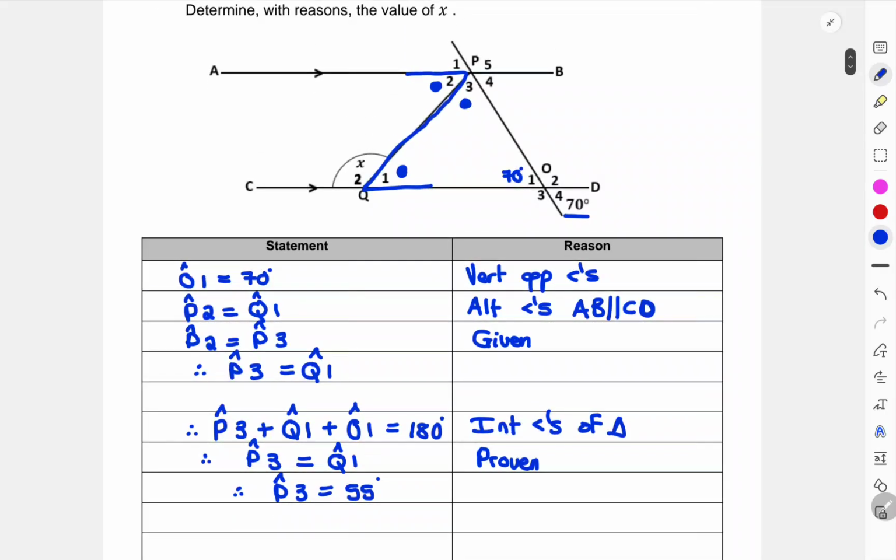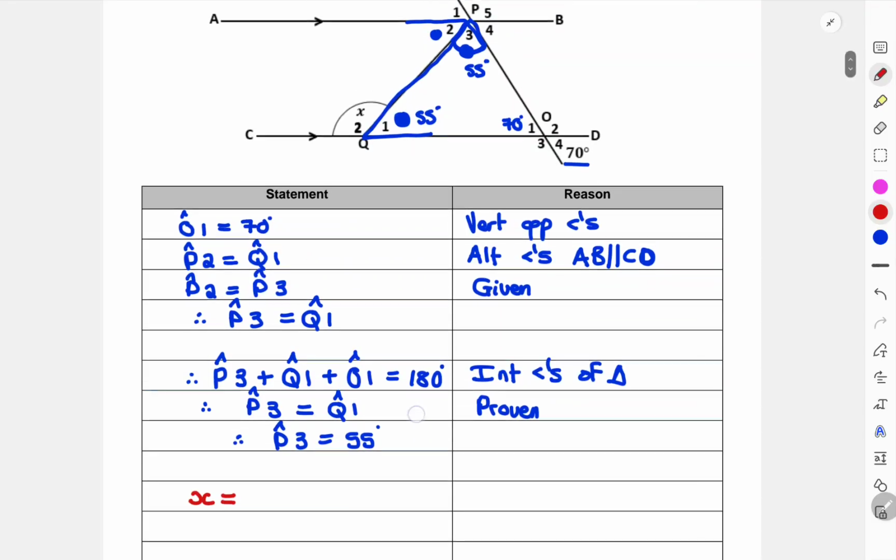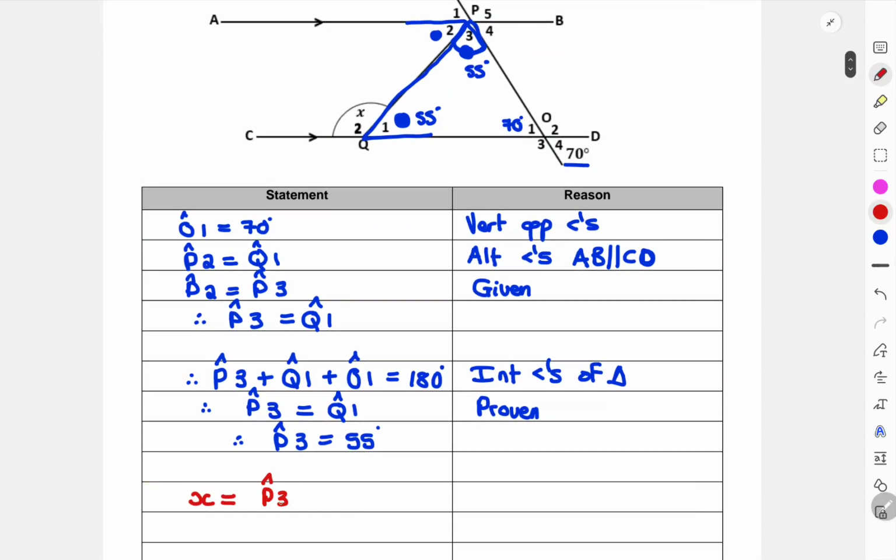Okay, I hope you could follow that. So what that means is these two are equal to each other. That means that that one would be 55 and that one would be 55. However, I just want us to refer to P3 because that's what I'm going to use now to find X. Then I'm going to say, but X is equal to P3 plus O1 because of exterior angles of a triangle. Thus, X is equal to 70 plus 55, which gives you 125 degrees.